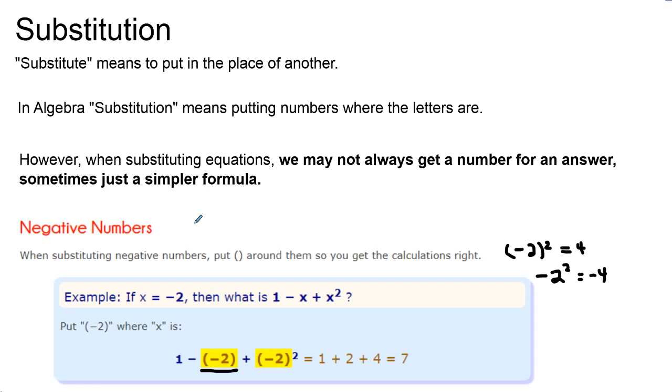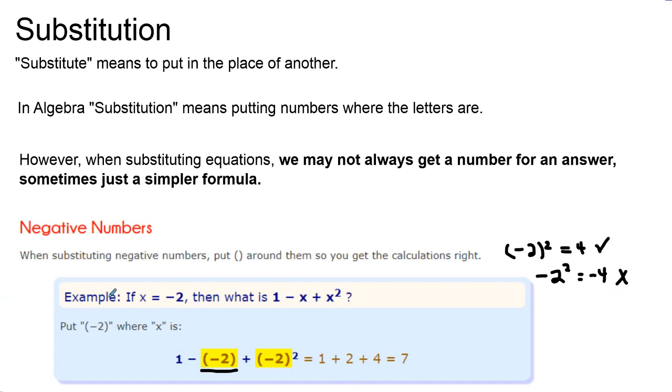Now, a good practice to get into is that when you are substituting negative numbers, put parentheses around them so that you get your calculations right. Because remember that negative 2 in parentheses squared is positive 4, and negative 2 squared, when you just plug it in the calculator without parentheses, is negative 4. Now, this is the correct output, and this is the incorrect output for squaring negative 2, just to be aware.